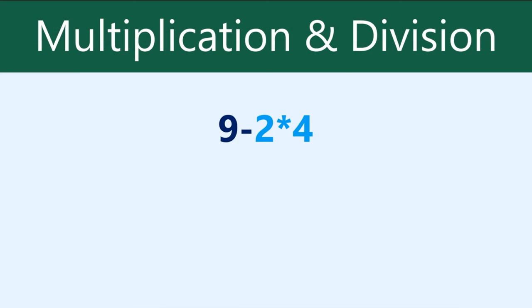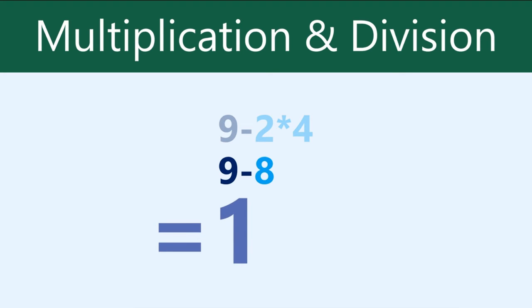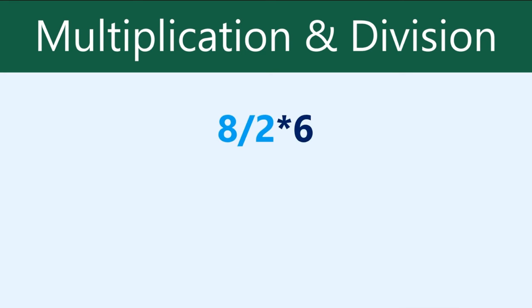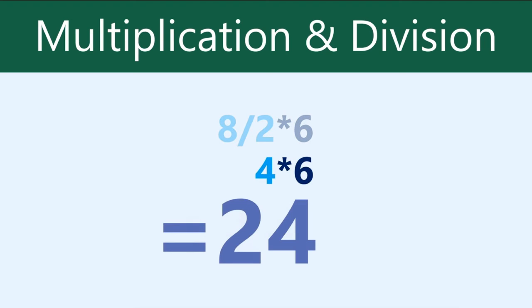If you have multiplication or division, that'll come next. Here we multiply 2 times 4 to get 8, and 9 minus 8 equals 1. Now multiplication and division are considered to be on the same level. That means if you have both of them in your formula, they're calculated from left to right. In this example, we'll do the division first, and then the multiplication. If we wanted the multiplication to happen first, we could just put it in parentheses, or we could rearrange the formula so the multiplication was on the left.